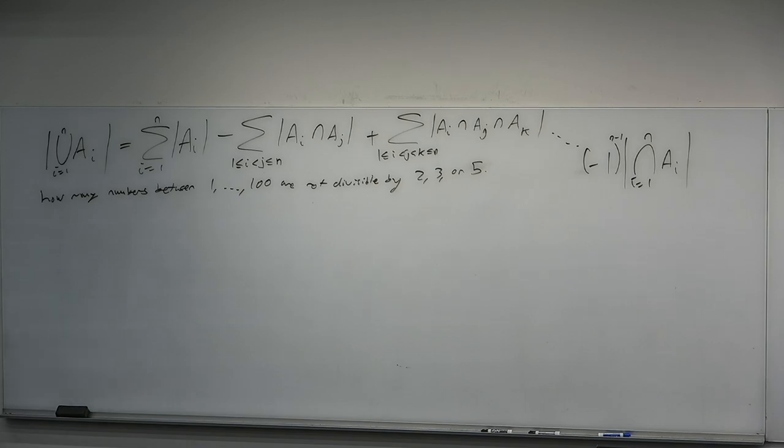So we're going to take that inclusion-exclusion for just three sets and apply it here, right? Let A be the set of numbers between 1 through 100 that are divisible by 2. What is the size of A? How many numbers between 1 through 100 are divisible by 2? 50.